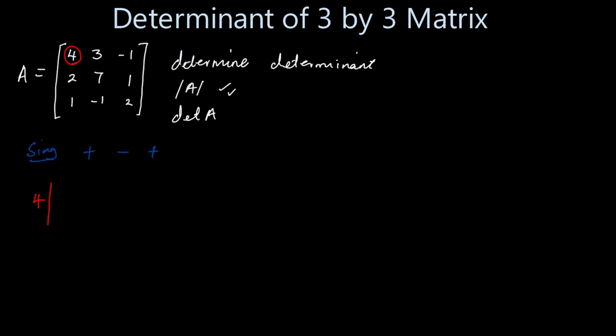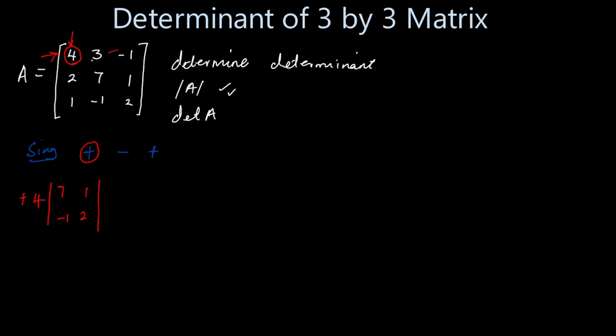Then we ask ourselves, if we close down the row and the column that contains 4, the matrix that is going to remain is this one here. That is 7, 1, minus 1, and 2. So we write it here, 7, 1, minus 1, and 2. Now the sign for 4 is a positive. So this one is a positive 4.